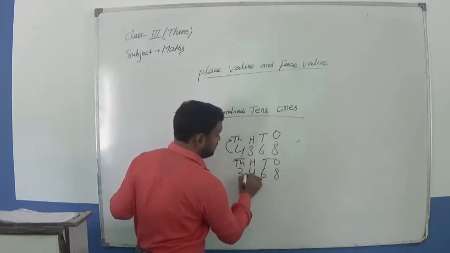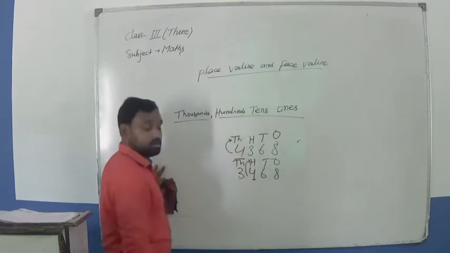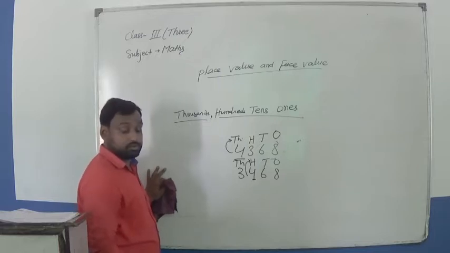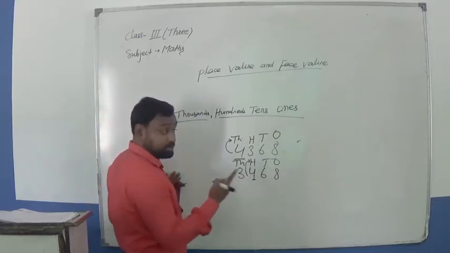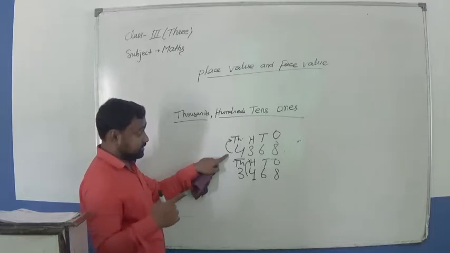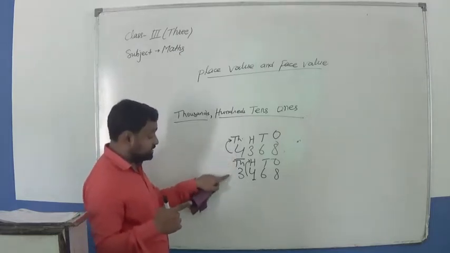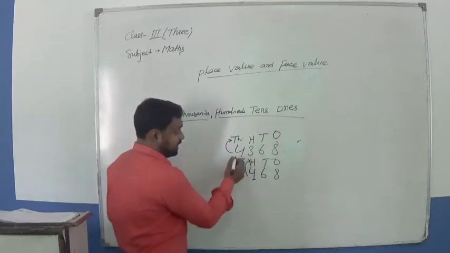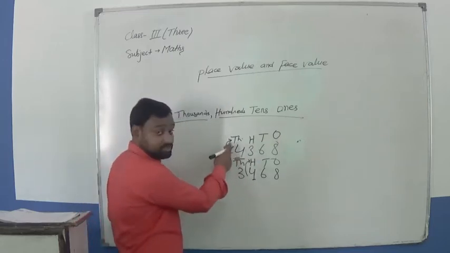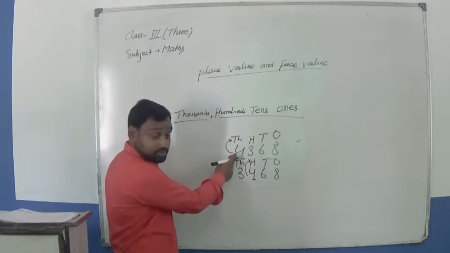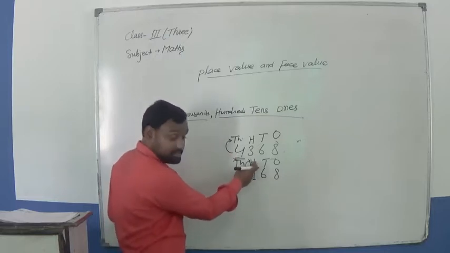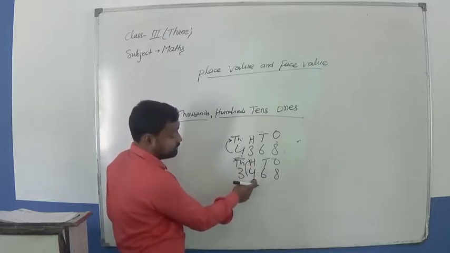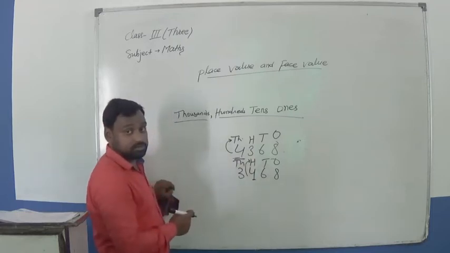Here the place value of 4 is 400. So what are you observing here? The place value of a digit depends upon the position of the digit in a number. Here 4 is at the thousands place, that's why the place value of 4 is 4,000, and here 4 is at the hundreds place, that's why the place value of 4 is 400.